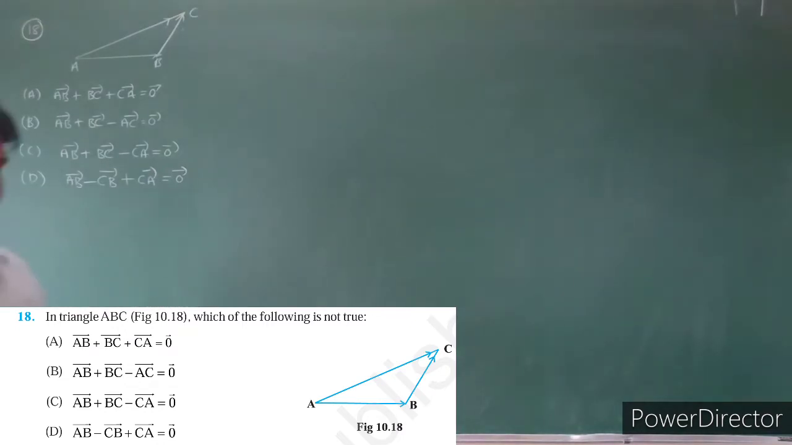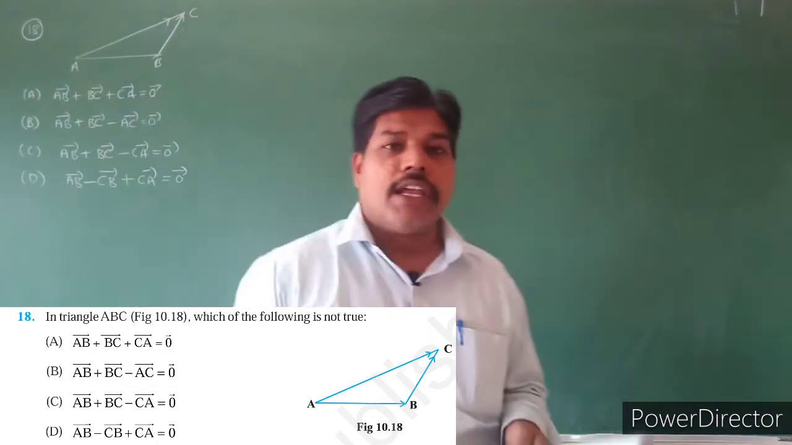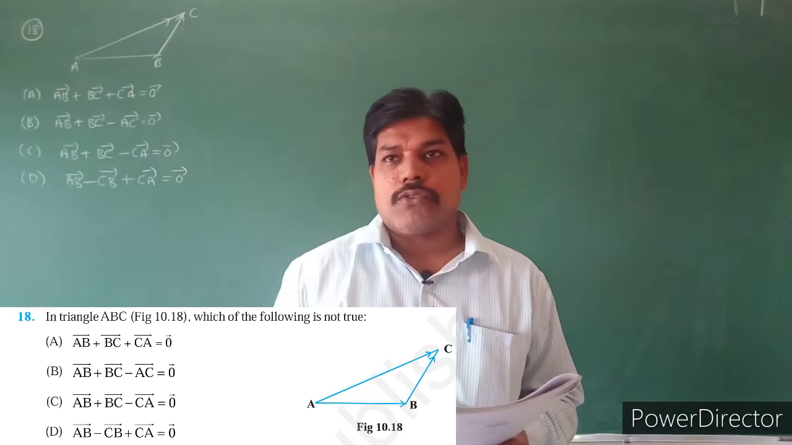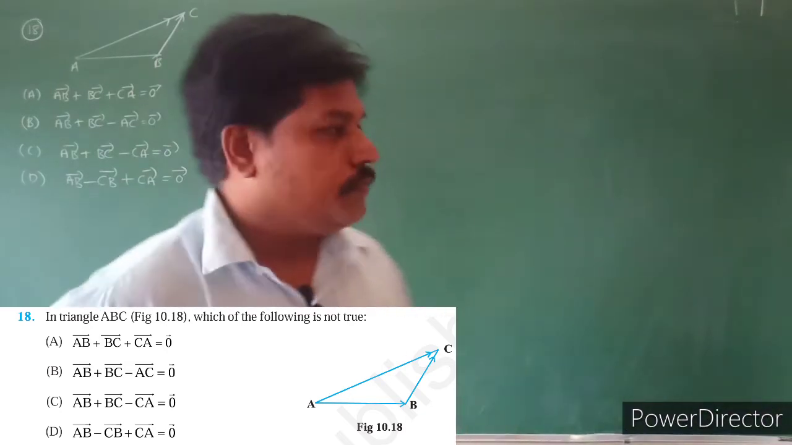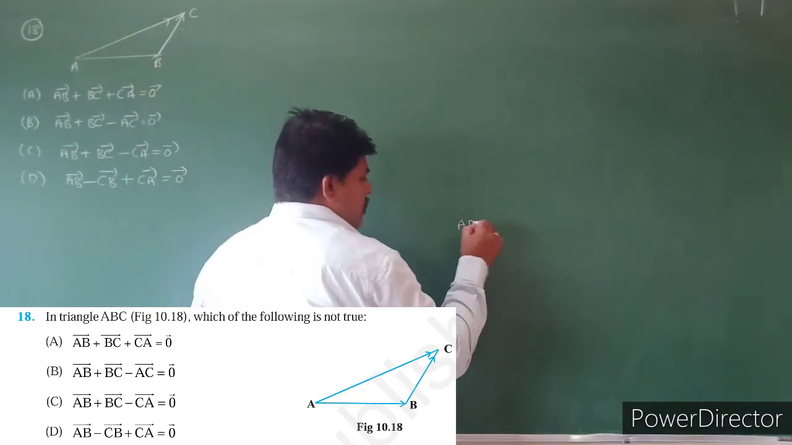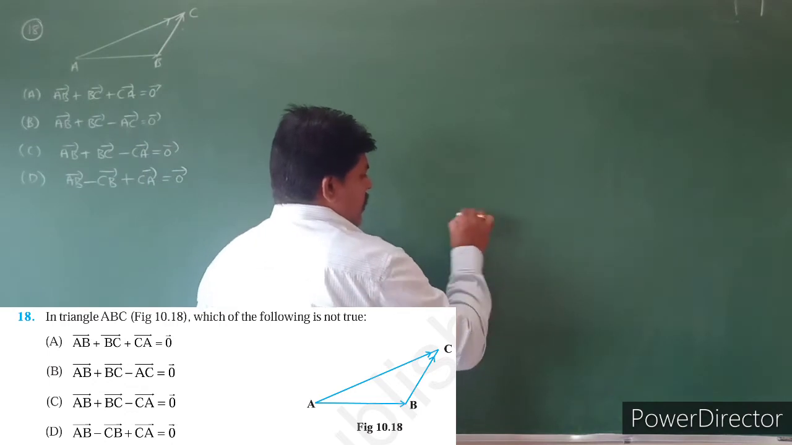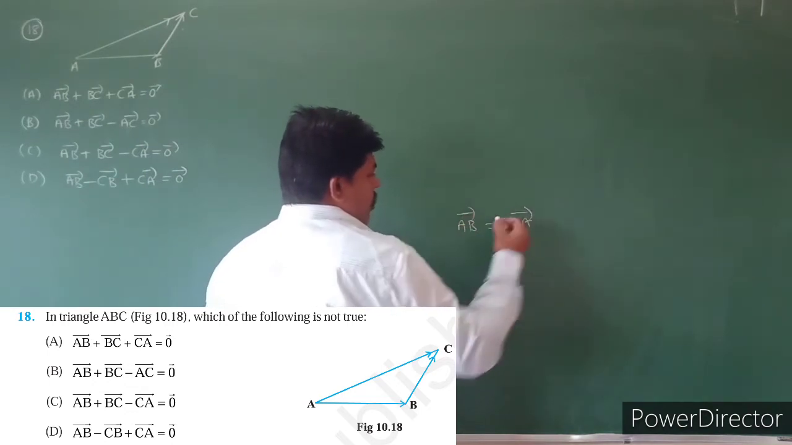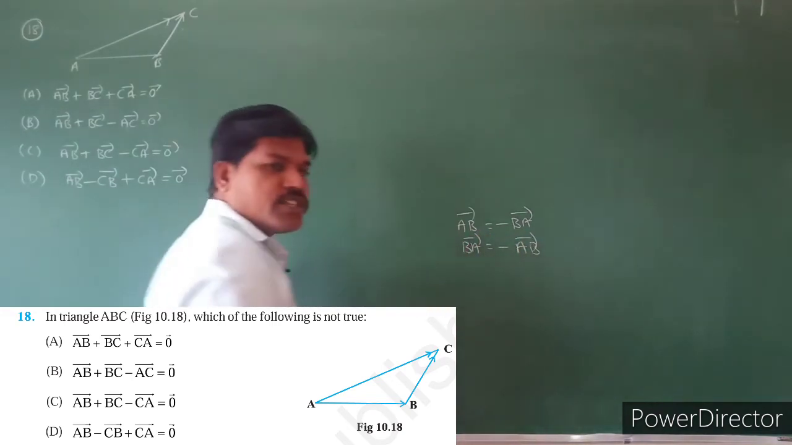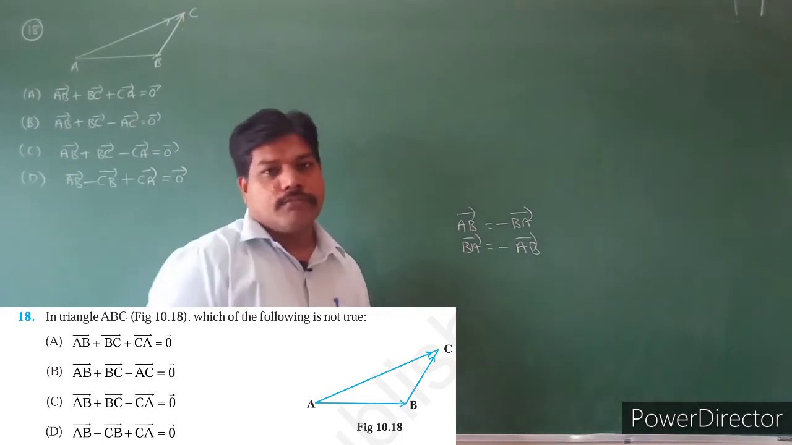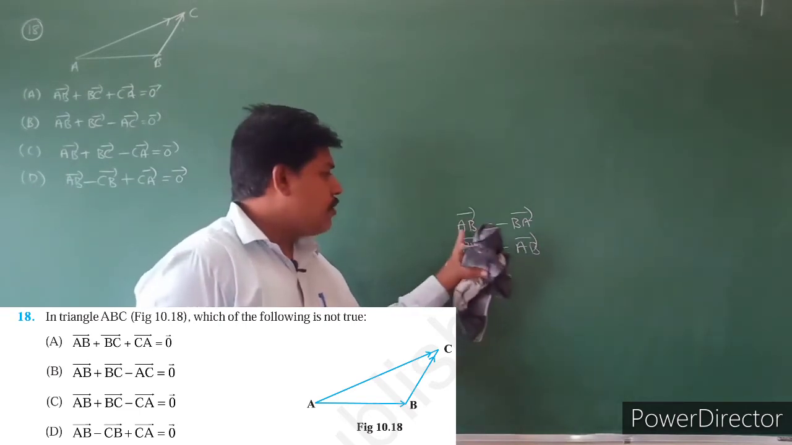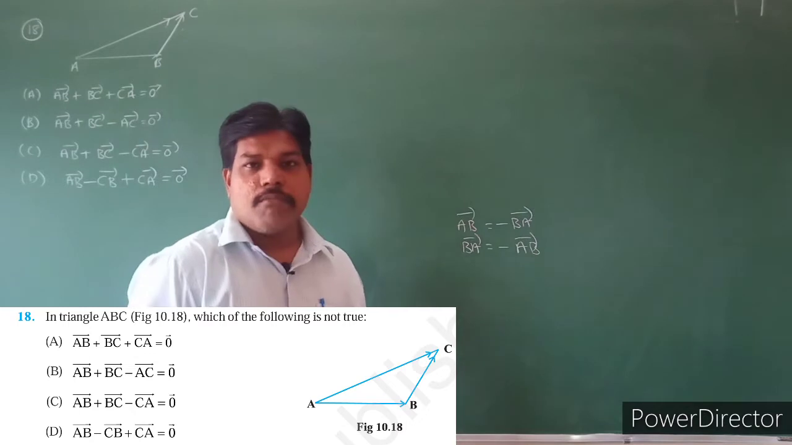So what is the question? In the triangle ABC, which of the following is not true? In this question they are asking which of the following is not true. So first you have to see that AB bar is a vector. AB bar can be written as minus of BA bar, otherwise BA bar can be written as minus AB bar. If the direction is changed, automatically you will get the negative. If AB bar is there and you change the direction, it will become minus BA bar.